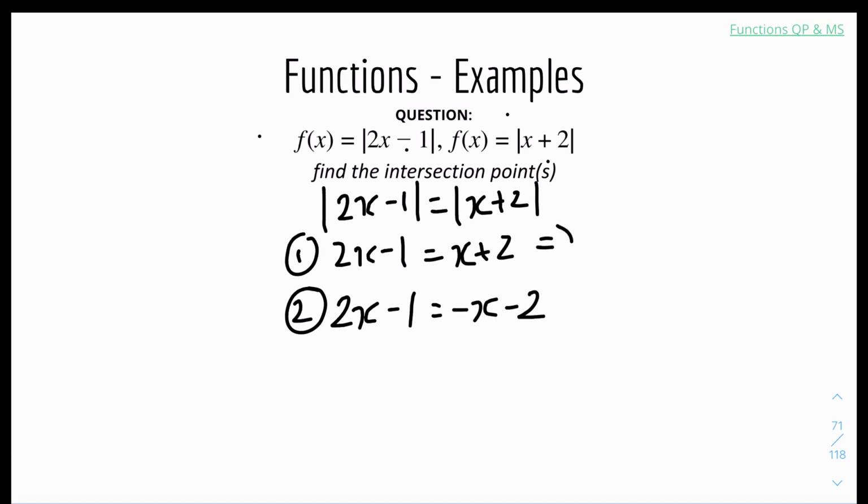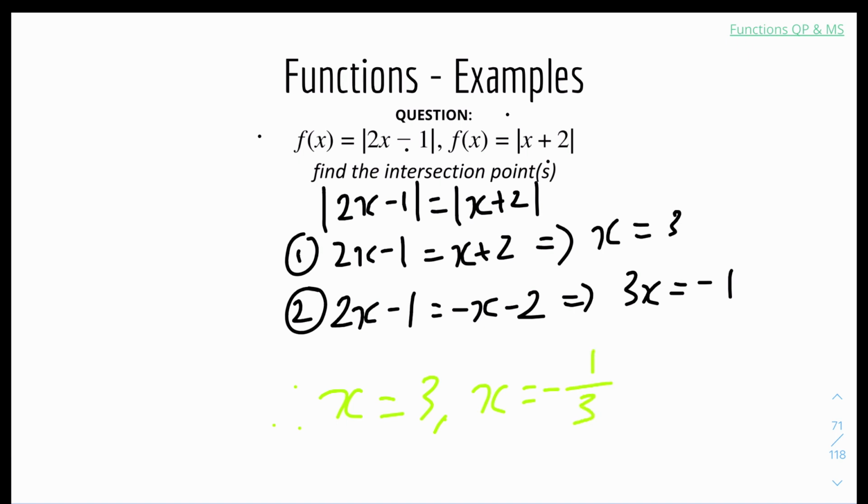Basically you just solve for x, it will be x equals 2 plus 1, it will be 3. And then adding x to both sides for the second one, it will be 3x equals minus 1. And in this case, you can find x easily by saying x is 3 and x is negative 1 over 3.